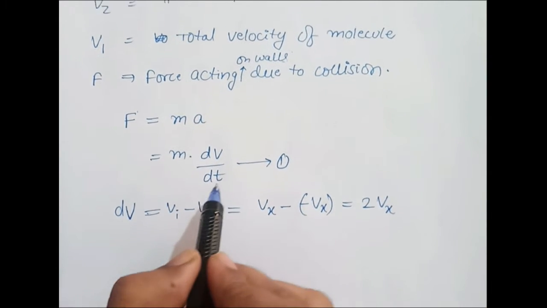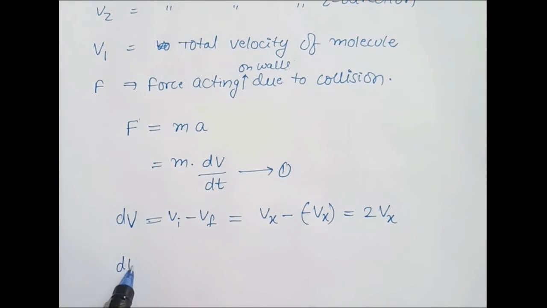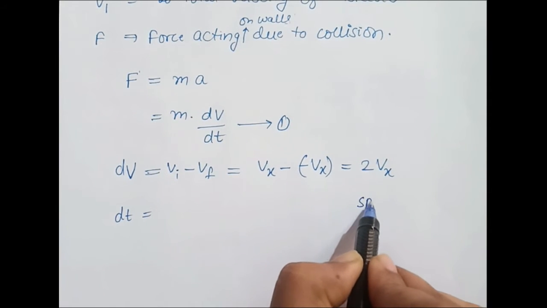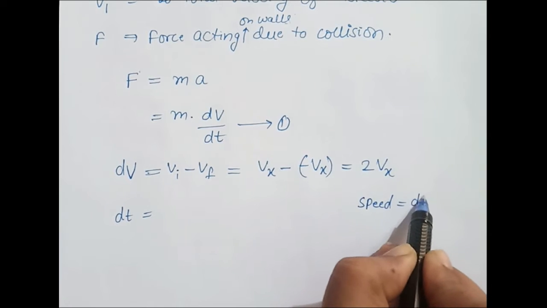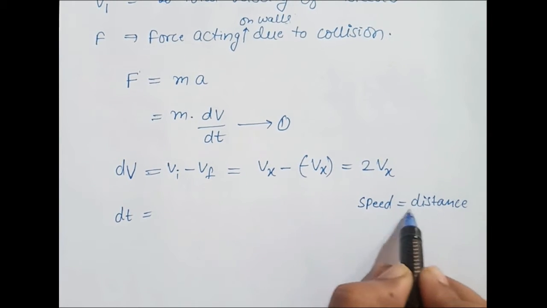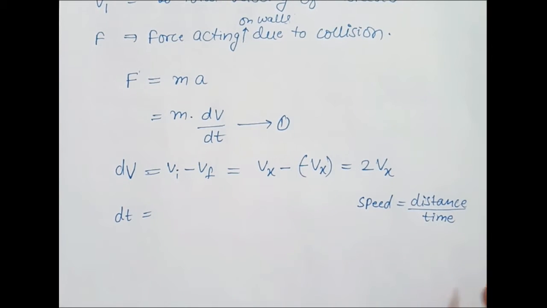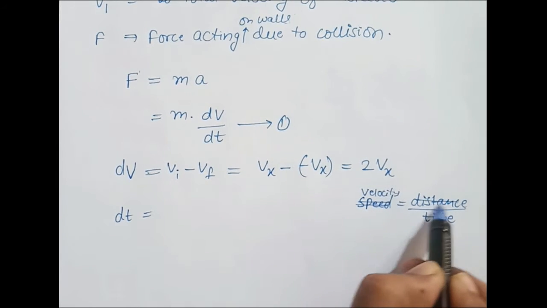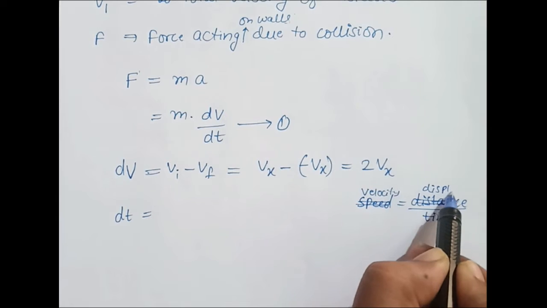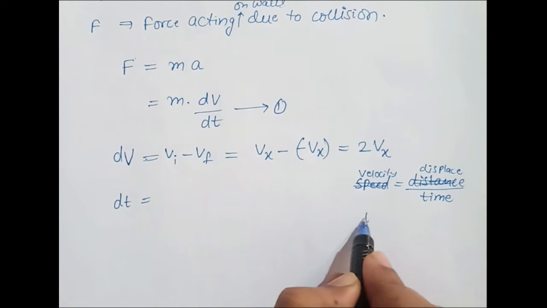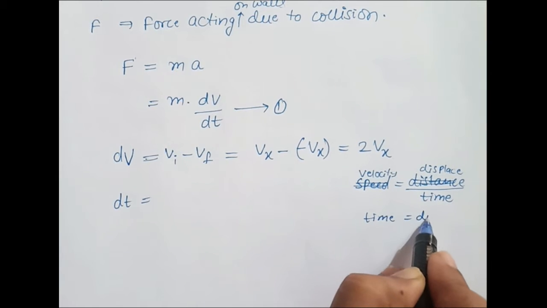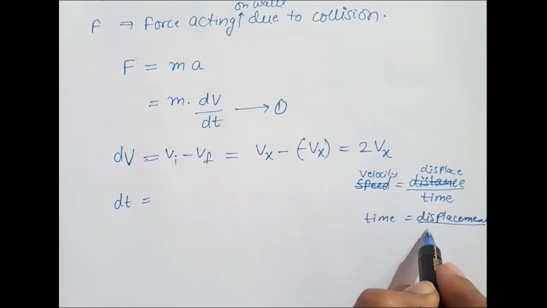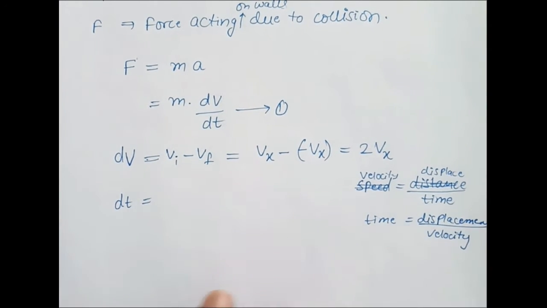Now I have to find dt, the time. How to find it? That is a big question. We know that velocity is equal to displacement over time. So time is equal to displacement over velocity.